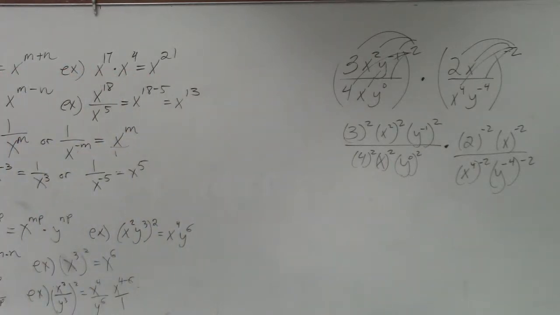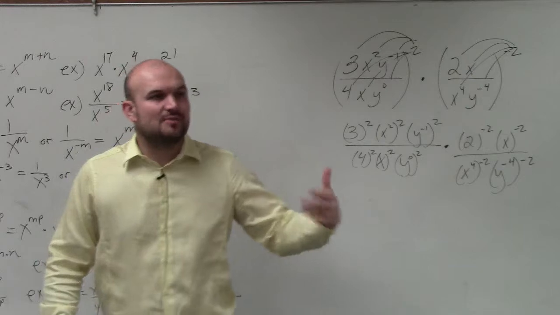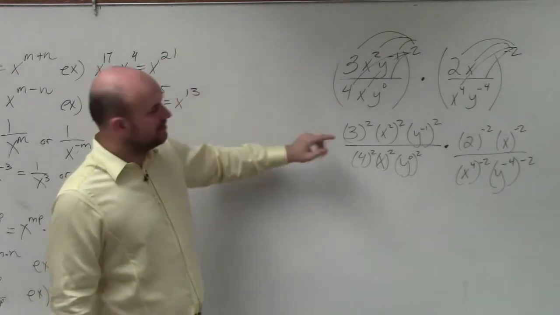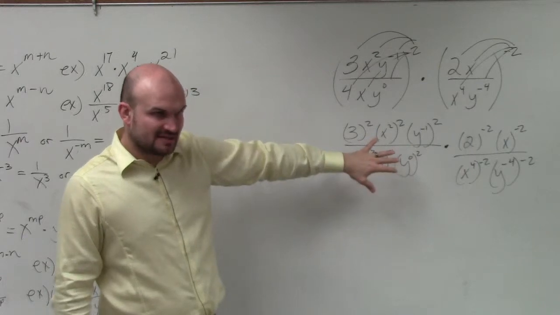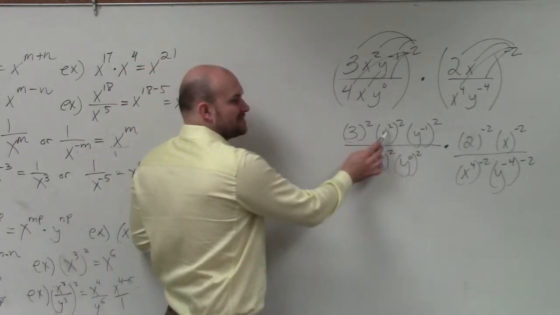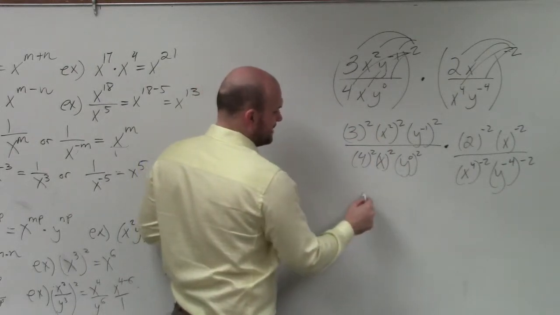Now, obviously, ladies and gentlemen, once you get practice with these and you go over and over them, you don't need to show all of your work as well as I'm doing. However, I'm just showing you these are steps that I've used to avoid making a lot of the small mistakes that a lot of students do. Now, I'm going to simplify these. So I'm going to use my power rule, which states, again, anytime I have an exponent raised to a power, I multiply. Well, 3 squared is 9.